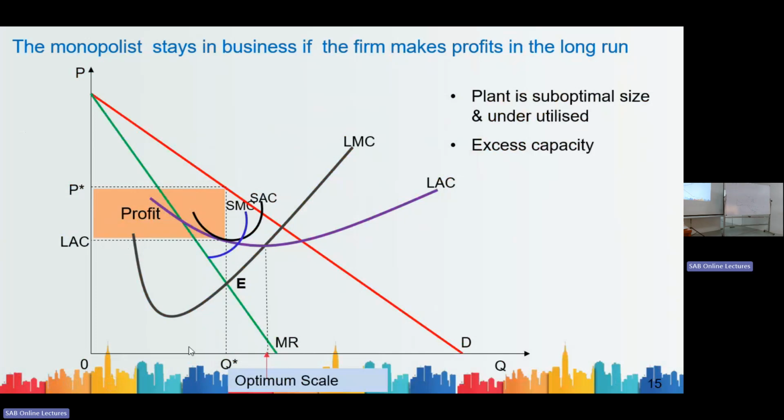Since this monopolist has not reached the optimum scale, it has some excess capacity. So the monopolist has stopped here at Q star, and the optimum scale lies here. The firm, this monopolist, has some excess capacity. The monopolist can go further. The monopolist can increase the scale further from Q star to the optimum scale. So there is some excess capacity.